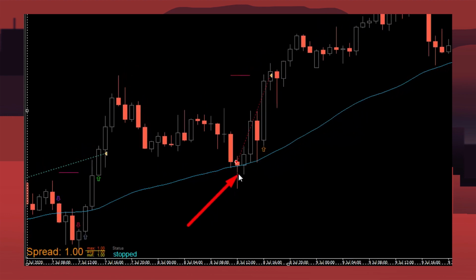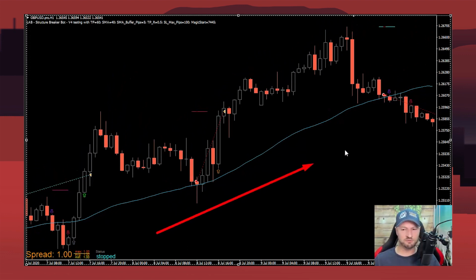Now, how do we find a higher high? Once again, we're using the moving average again. So we touched the moving average here. We didn't close below it.